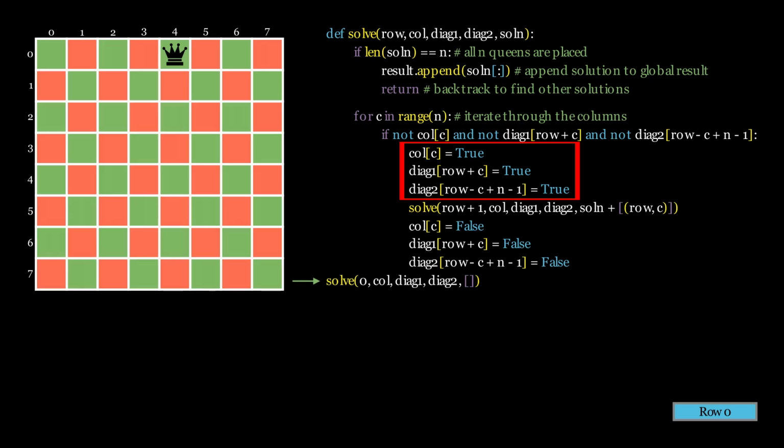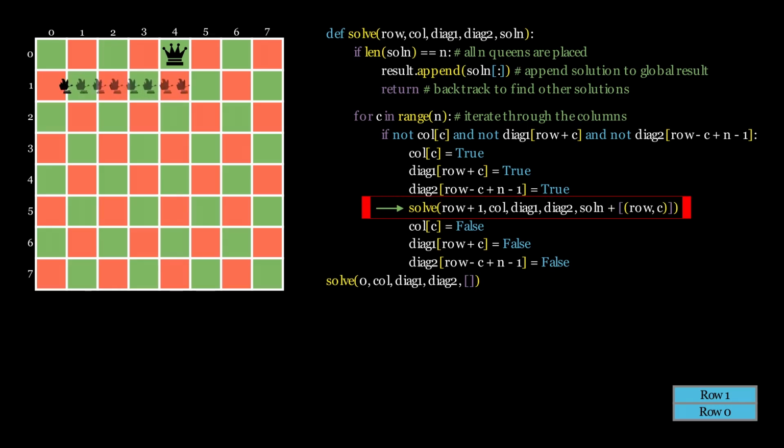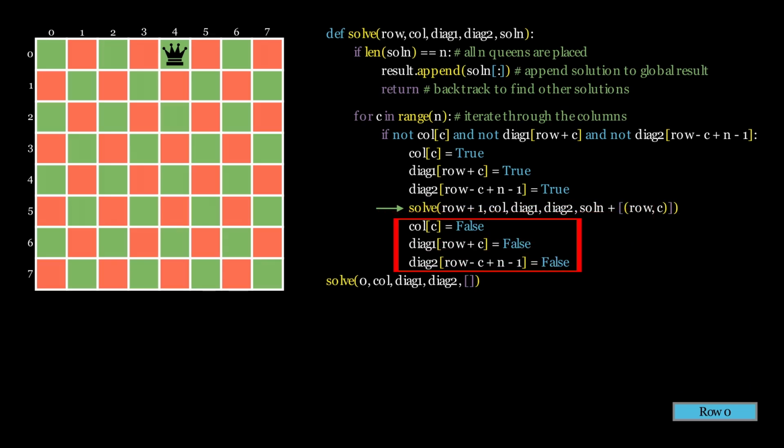Every time we place a queen on a safe square, we mark the columns and diagonals as under attack. We will recursively call solve for the next row since another queen cannot be placed on the same row. In our recursive call, we also append the newly placed queen's row and column position to our solution list. When we backtrack, we return to this line and remove the queen from the row, allowing us to continue searching the row for another safe square. We also mark the columns and diagonals as safe and iterate right on the same row for the next safe square.